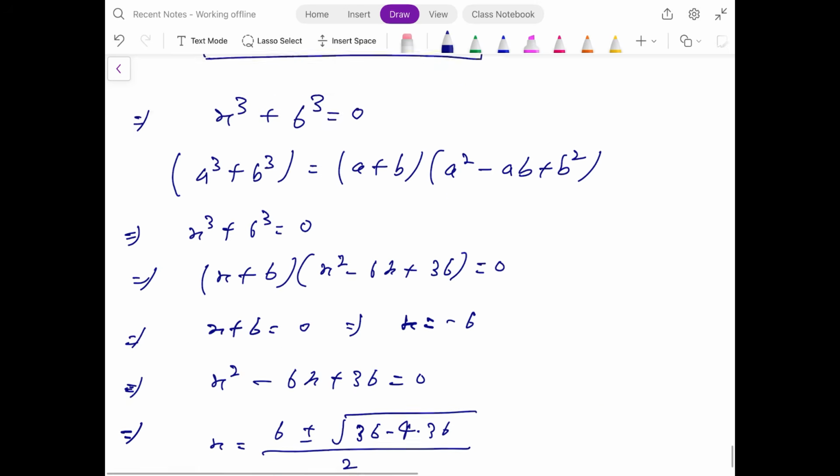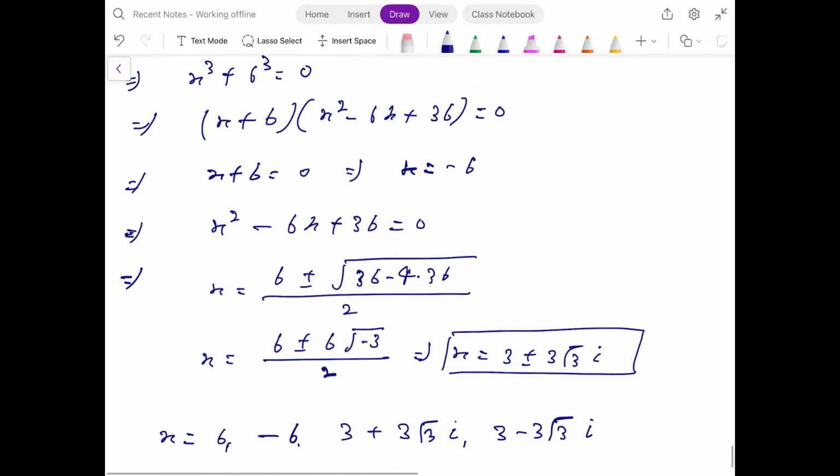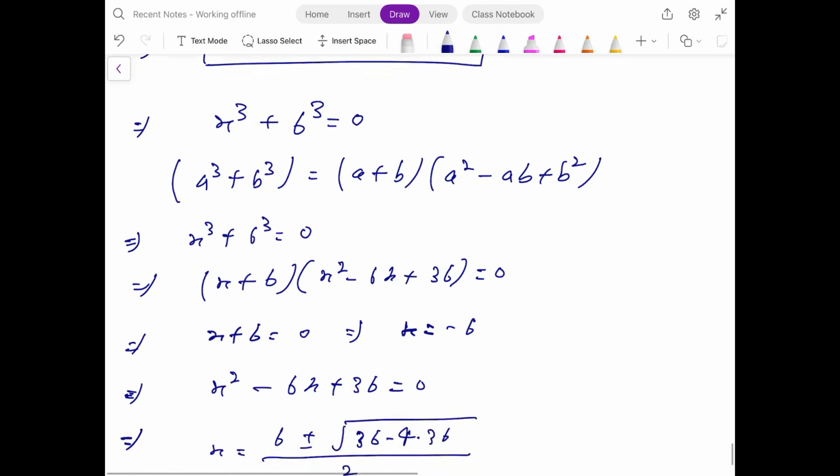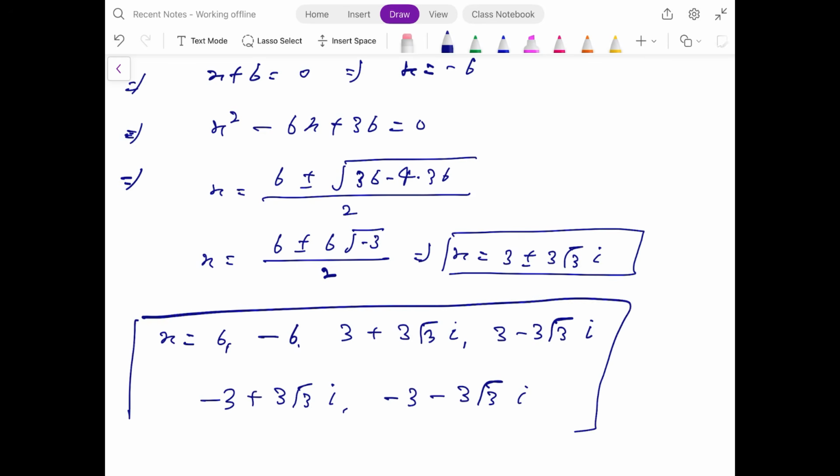So after solving this equation, the values of x are x equal to 6, minus 6, 3 plus 3 square root of 3 iota, 3 minus 3 square root of 3 iota, then minus 3 plus 3 square root of 3 iota, and finally minus 3 minus 3 square root of 3 iota. So here are the possible solutions of the given equation.